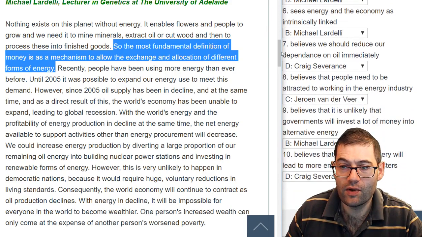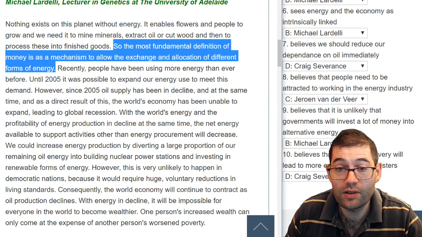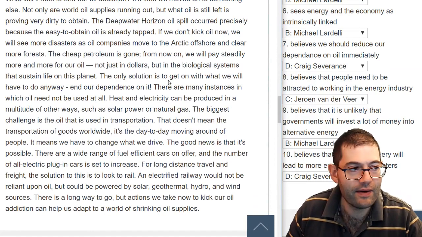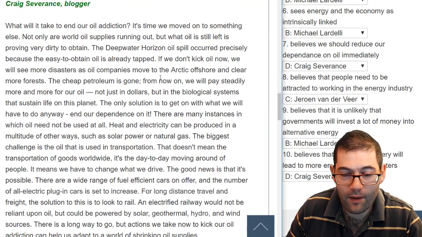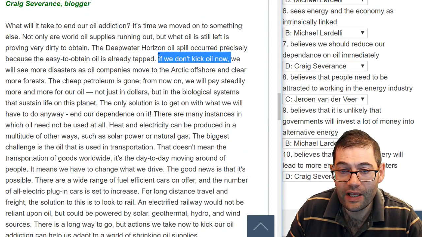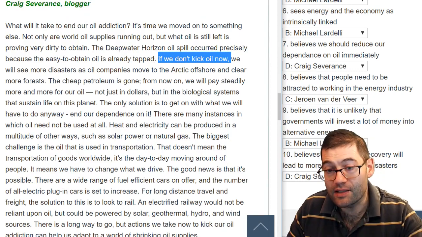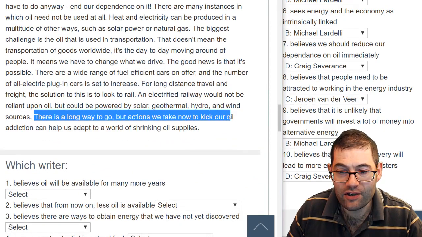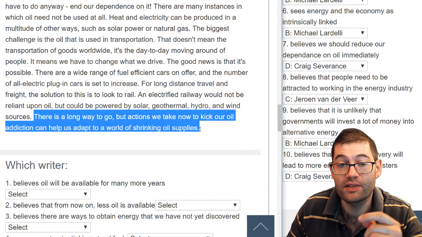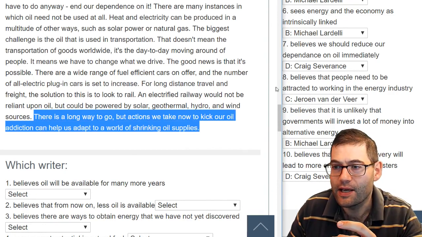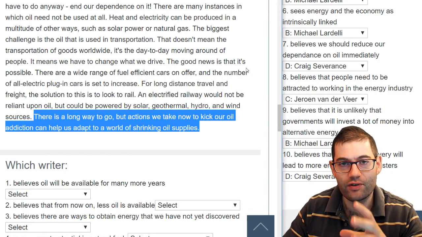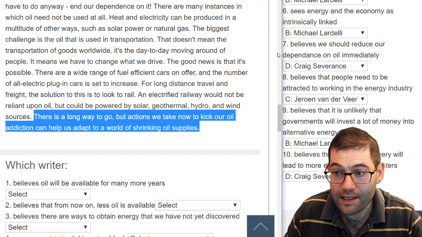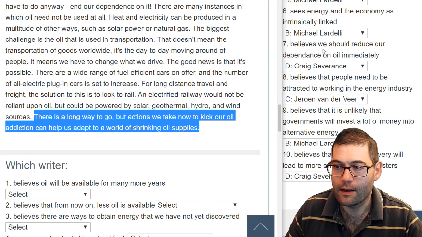For 7, it says, which writer believes we should reduce our dependence on oil immediately? This is D. Well, there's two vocabulary links to being immediate. First of all, if we don't kick oil now. So now means immediately. And then lastly, there is a long way to go, but actions we take now to kick our oil addiction can help us adapt to a world of shrinking oil supplies. So there's two references in this article to something happening now. In other words, something which is immediate, and of course reducing our oil as well, our dependence on oil.